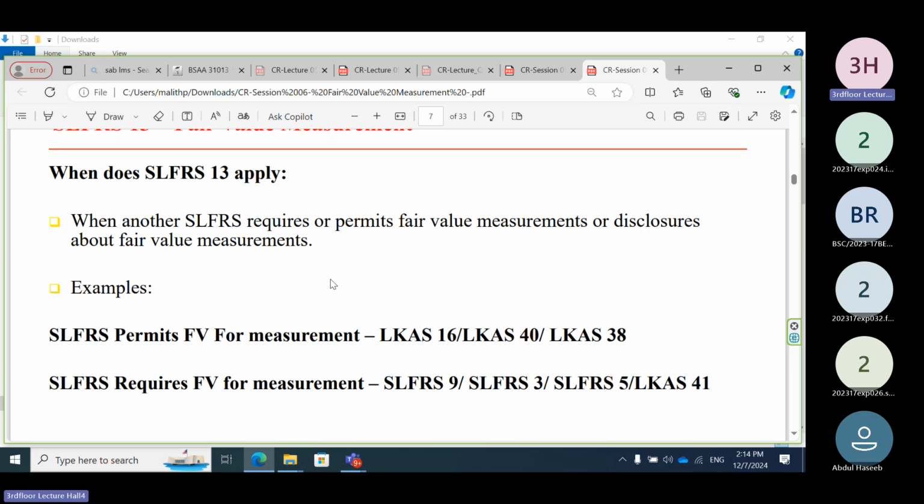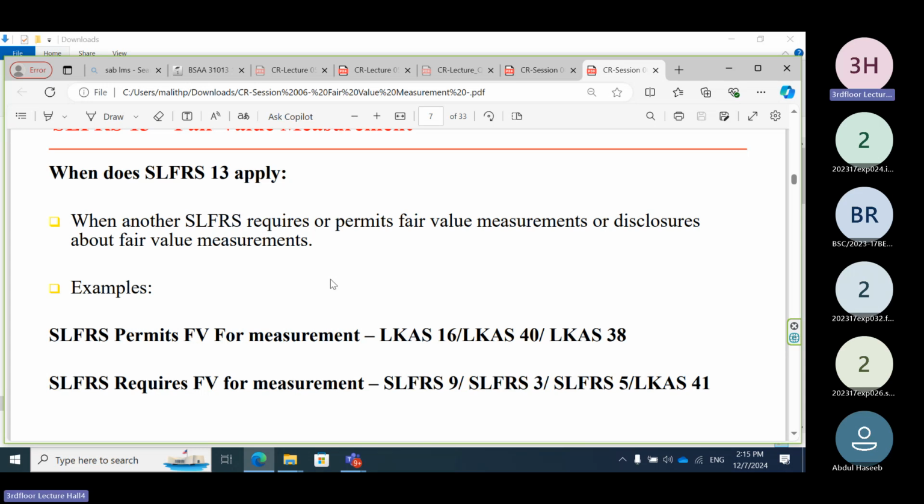Right, SLFRS 3, 5, SLFRS 3 business combination. We are discussing business combination. Once you are doing the goodwill calculation, how are we going to do fair valuation? We are discussing SLFRS 5 discontinued operation. We need to do fair valuation there, and LKAS 41. LKAS 41 we need to discuss and complete.